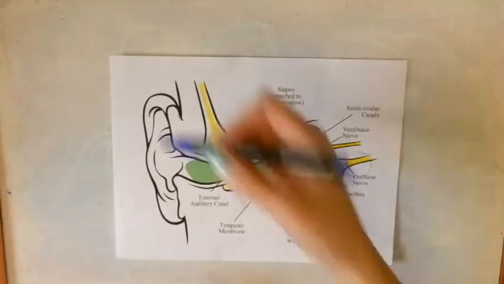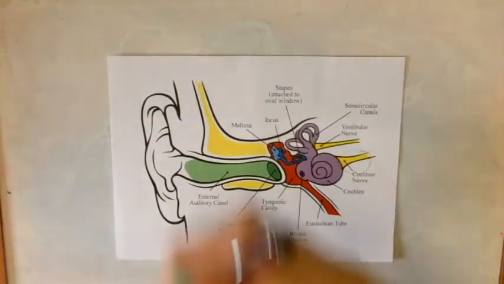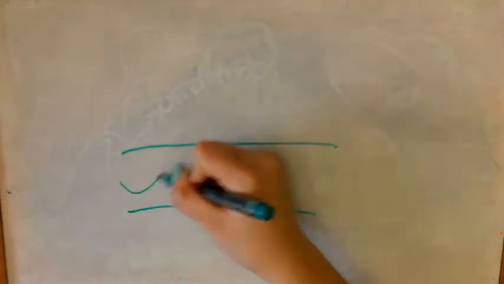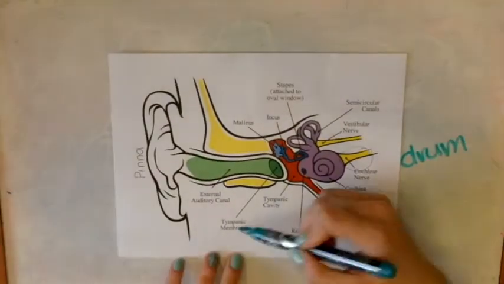This is the human ear, and this is what it looks like on the inside. This is the outer part of the ear called the pinna. This is the part of the ear that catches the sound waves. The sound then travels down the ear canal, where it then vibrates the eardrum.